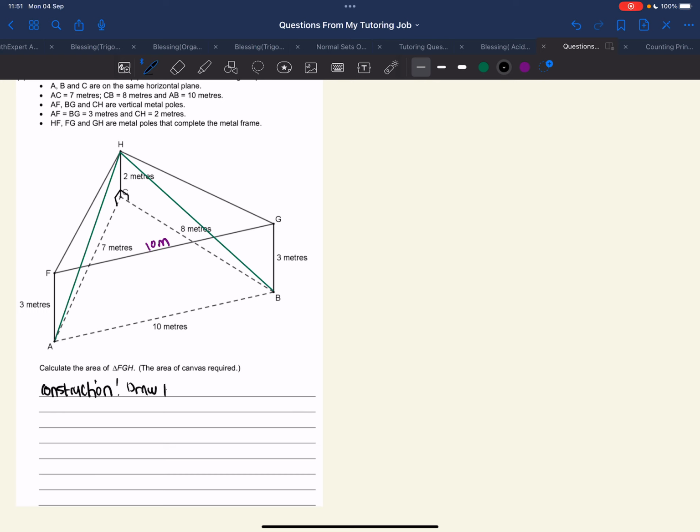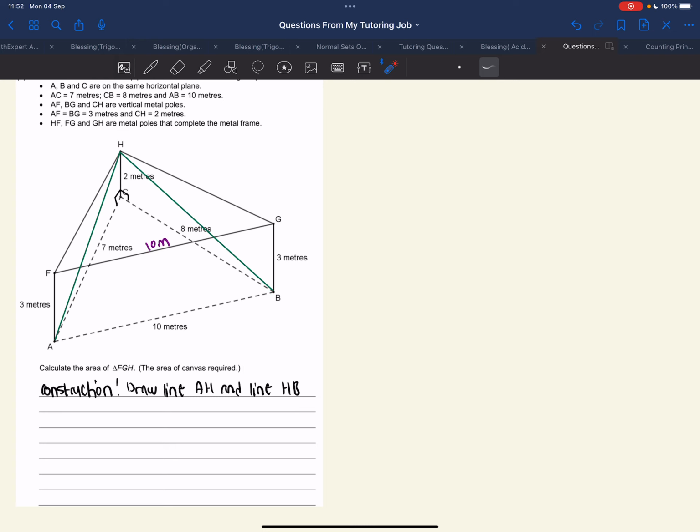Construction: draw line HA, draw line AH, and line HB. So you have to draw line AH and line HB, and then from there onwards we're going to try to calculate those lengths, that AH and that length of HB.